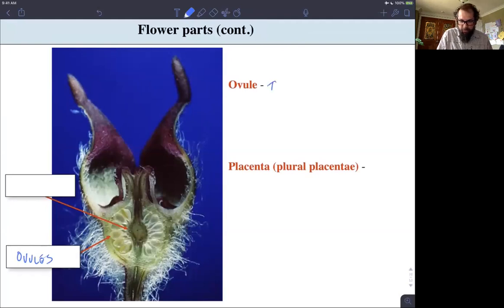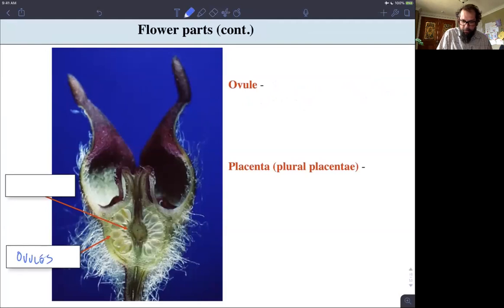So I'm going to define this as the egg-containing female gametophyte. And really, the better way is the ovule contains the egg. So actually, I'm going to start this over. Let's erase that. Sorry. I think there's a better way to define this.